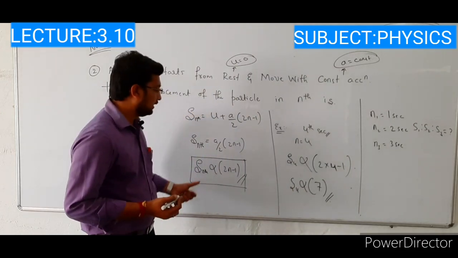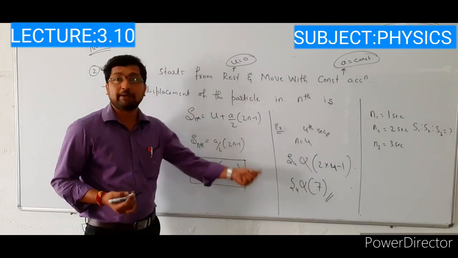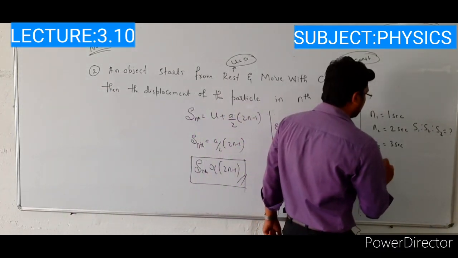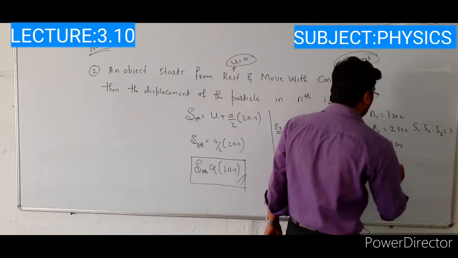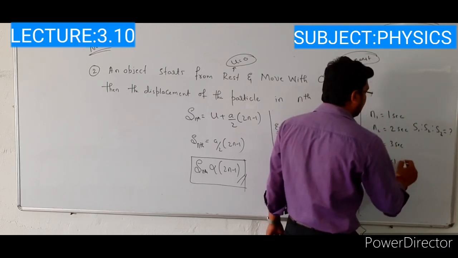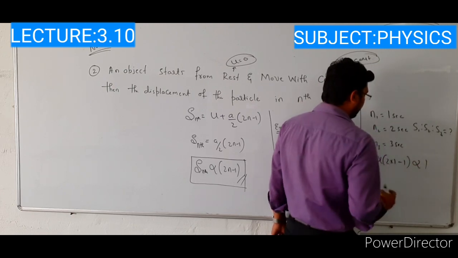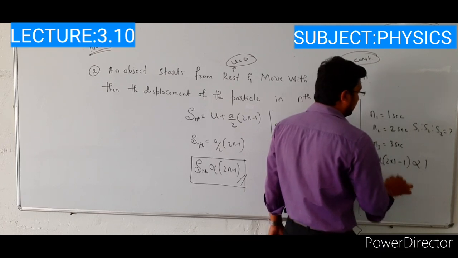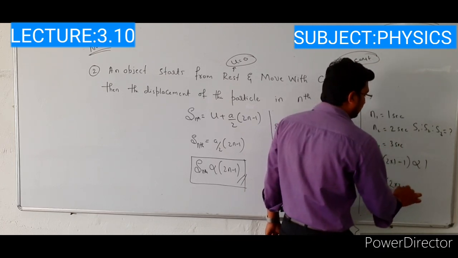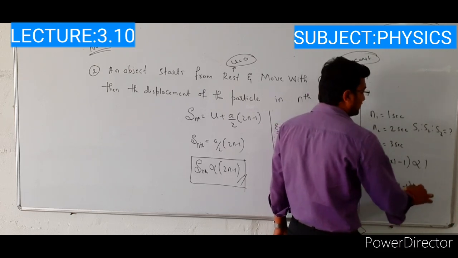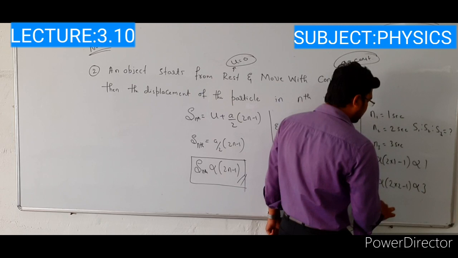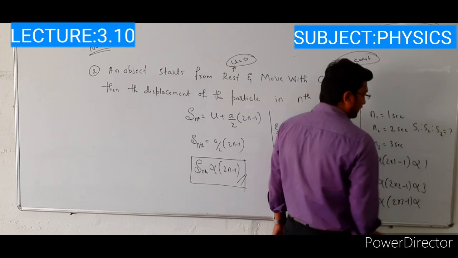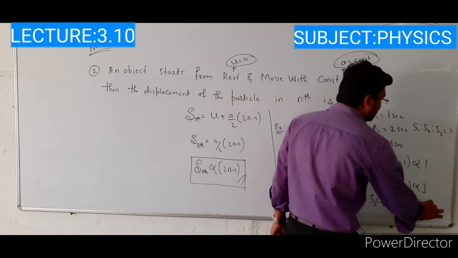So already we know the expression, that is s is directly proportional to 2n minus 1. In that case they are given the n1 value. Substitute here. S1 is directly proportional to 2 into n1 value, which is 1, minus 1. This is directly proportional to 1, since 2 into 1 is 2, minus 1 is 1. Then S2 is directly proportional to 2 into the second value, 2 second, minus 1. 2 into 2 is 4, minus 1 is 3. Then S3 is directly proportional to 2 into 3 minus 1. 2 into 3 is 6, 6 minus 1 is 5.